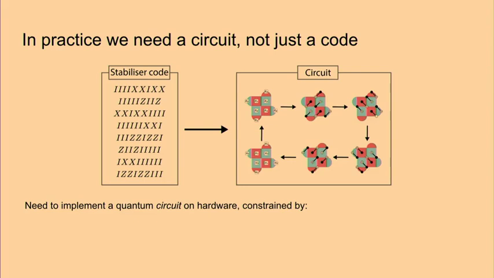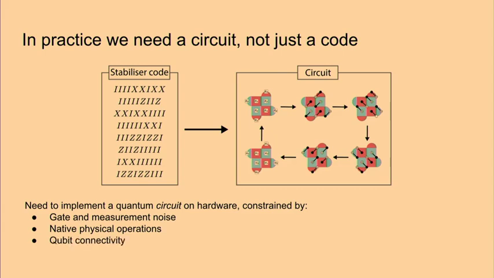But in practice, we need to implement a quantum circuit on hardware. And that is constrained by gate and measurement noise and the available native physical operations, and the connectivity of the device, both the degree of the connectivity and the geometric locality. And also, we want to implement some finite size, so the asymptotic scaling might not be so important. So we're constrained by the physical size of the system.